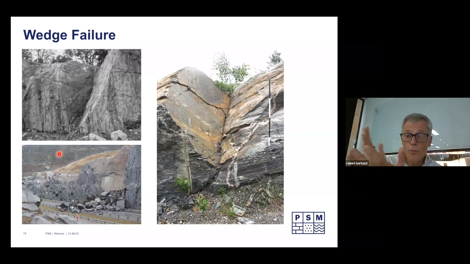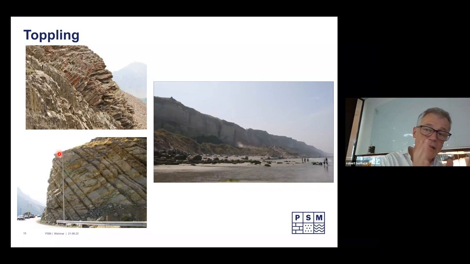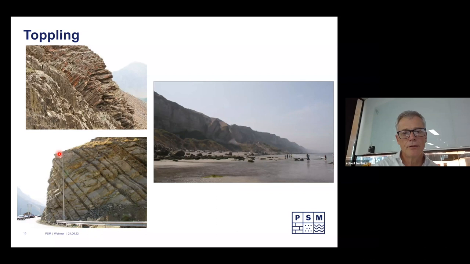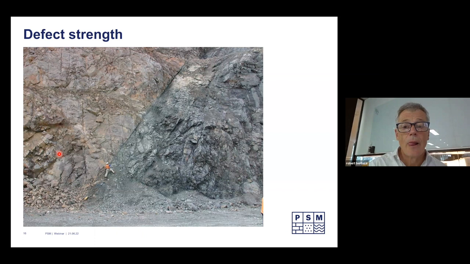Wedge failure. So we've got two joint sets producing a wedge failure. And we've got toppling. One set dominates. It helps if you've got a second orthogonal joint set to instigate that toppling motion. And that's a bit of video there that shows toppling happening. So in those failure mechanisms, it's the defect properties that dominate. They control the behavior of that slope or the rock mass. And of the defect properties, it's strength that controls. Defect stiffness is also important, but it tends to be a secondary issue.